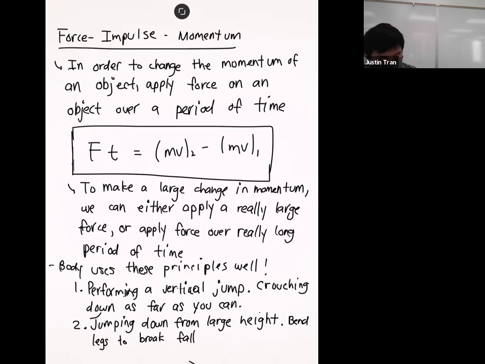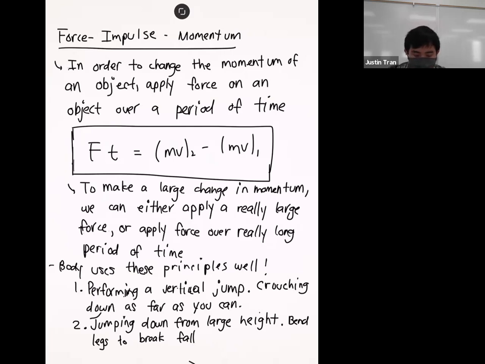Okay. And so what your body does to alleviate this is that we bend our legs to break the fall, right? If you're coming down from a large height, you have a very large vertical momentum. Eventually, your body wants your vertical momentum to be 0, right? Because that's where you're stable on the ground.